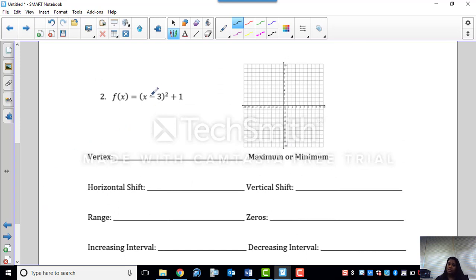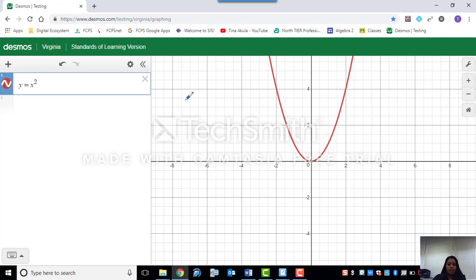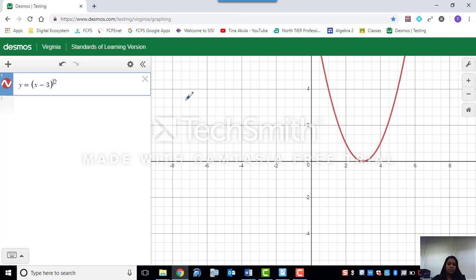Here is my function in standard form. Let me graph it. x minus 3 squared plus 1. So it took the parent function, it looks like it moved it to the right and up, and it's still facing up.